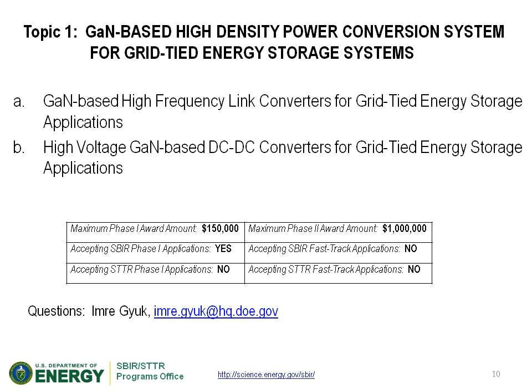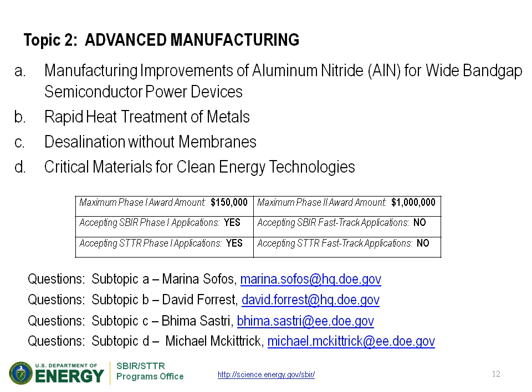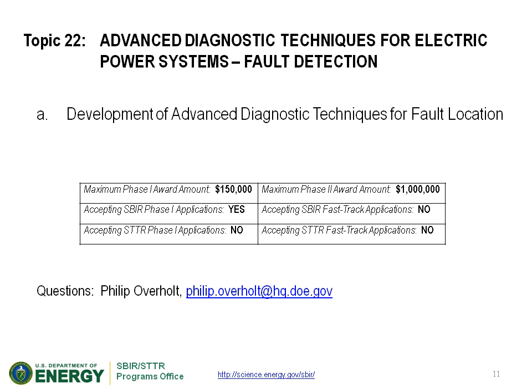I do know in topic 2 we have 1 or 2 individuals. We have Phil Overholt, who's still with the Office of Electricity Delivery and Energy Reliability. Philip? Yes, thank you, Chris.